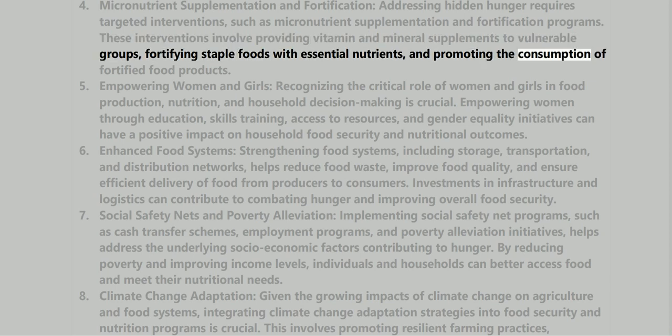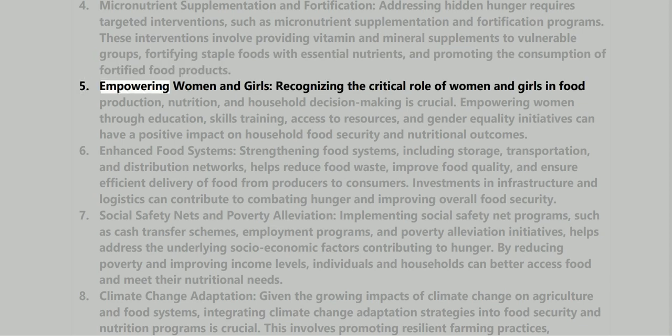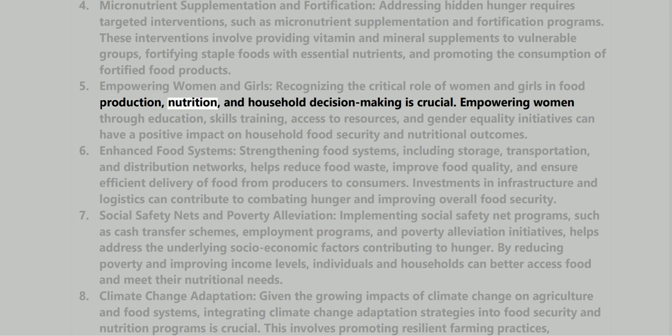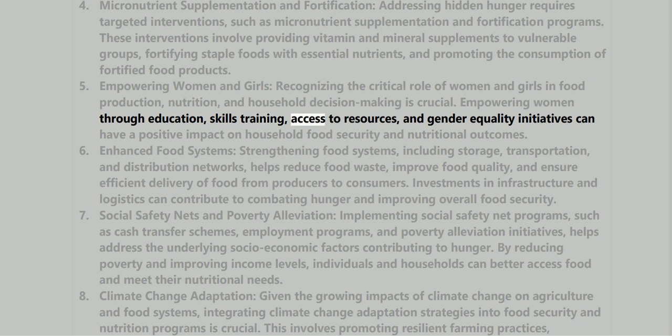5. Empowering women and girls. Recognizing the critical role of women and girls in food production, nutrition, and household decision-making is crucial. Empowering women through education, skills training, access to resources, and gender equality initiatives can have a positive impact on household food security and nutritional outcomes.